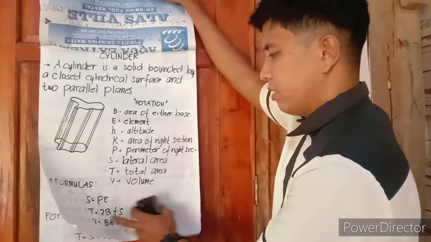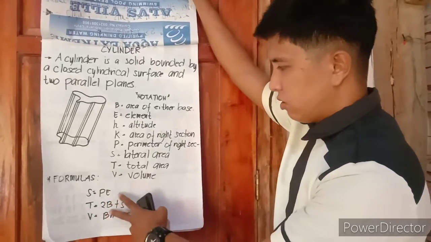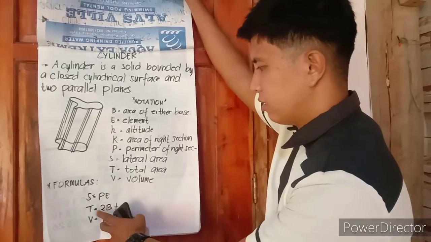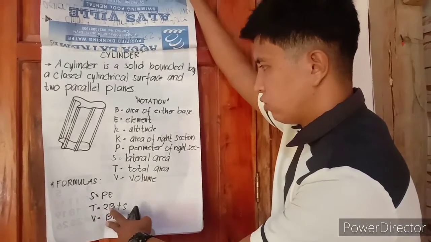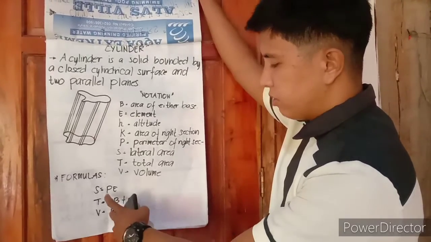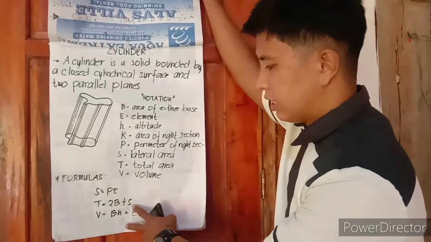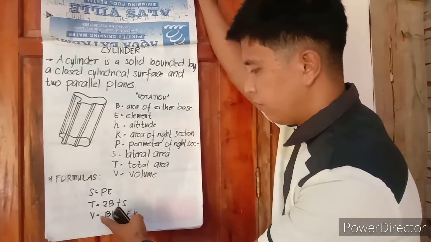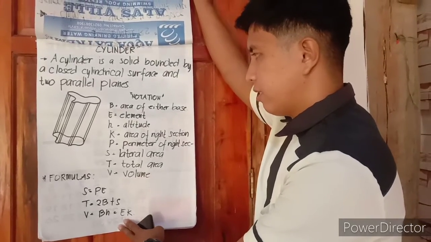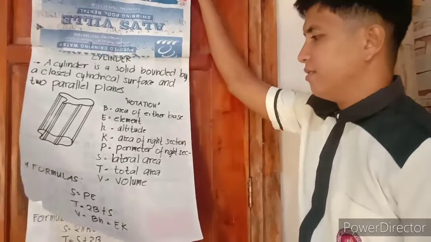In a cylinder we have these formulas. S equals PE, the perimeter times the element. The total area is 2 times the base, meaning the upper and lower base, plus S, the lateral area. The volume is base times height, or the element times the area of the right section.